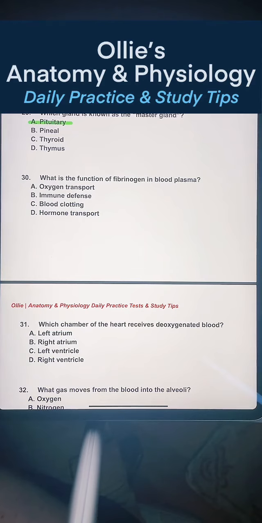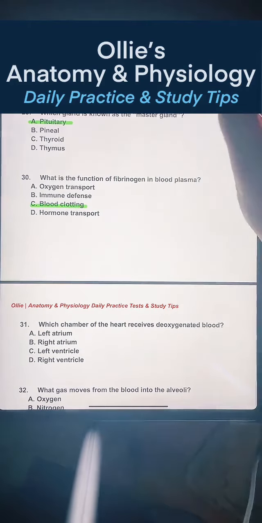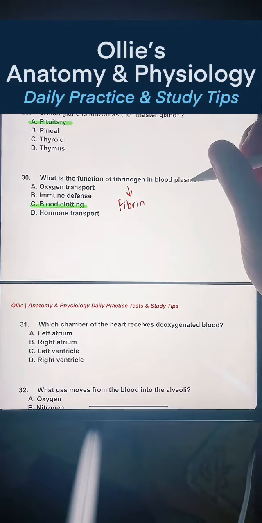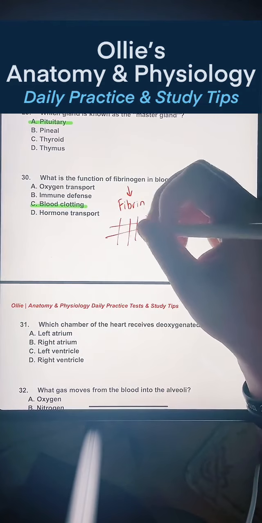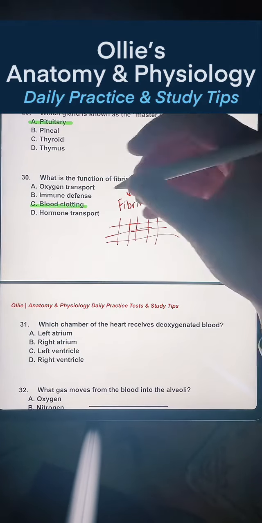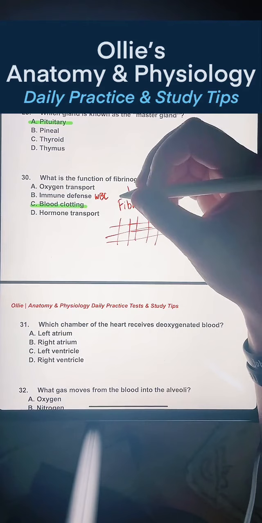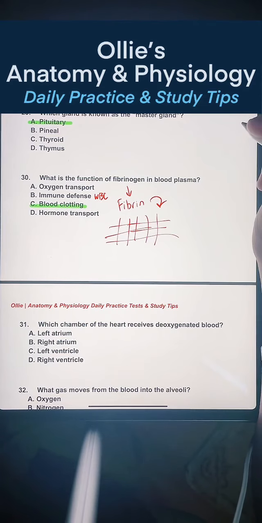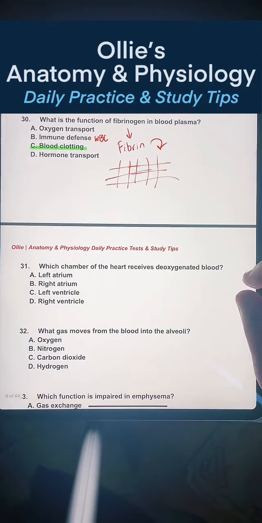But number 30, what is the function of fibrinogen in blood plasma? The answer is C. It is blood clotting. So fibrinogen gets converted to fibrin. This is going to form like a mesh type thing. Basically, that stabilizes blood clots. Oxygen transport is done by hemoglobin. Immune defense is our white blood cells. Hormone transport, though the hormones mostly travel dissolved or after they bind to some sort of protein, not fibrinogen. All right, we're going to move on now to the next page.